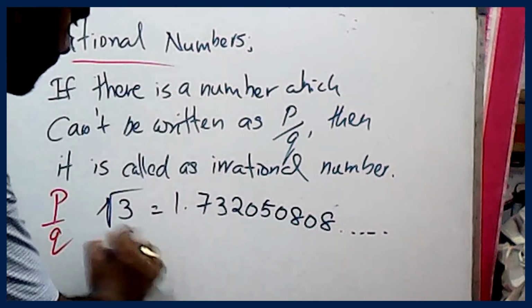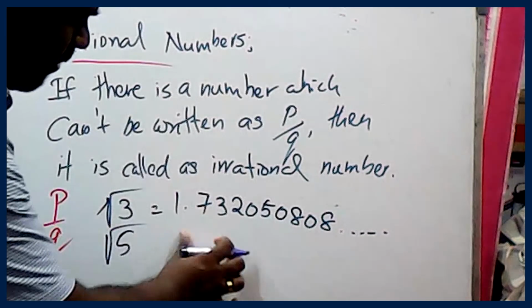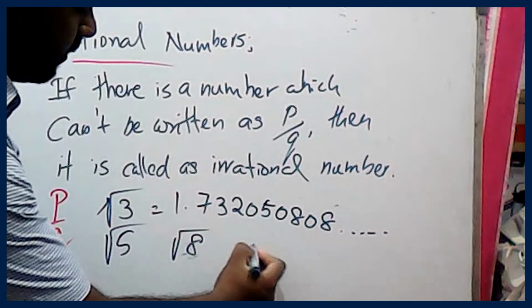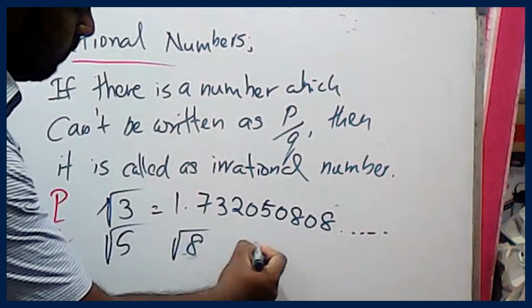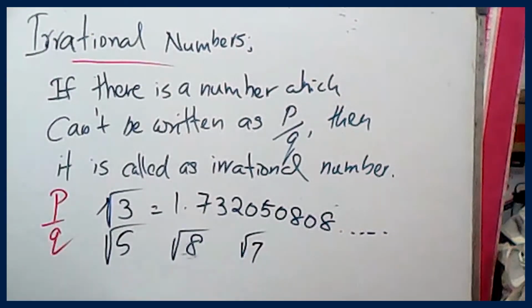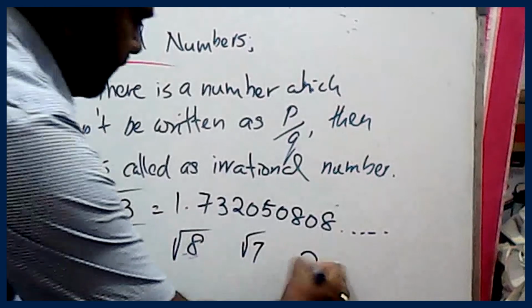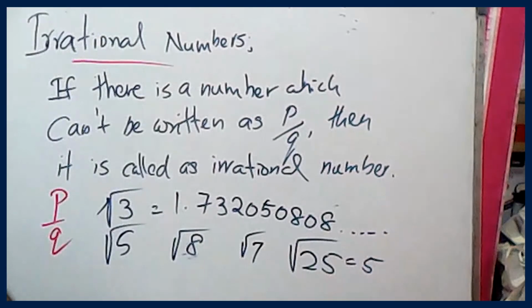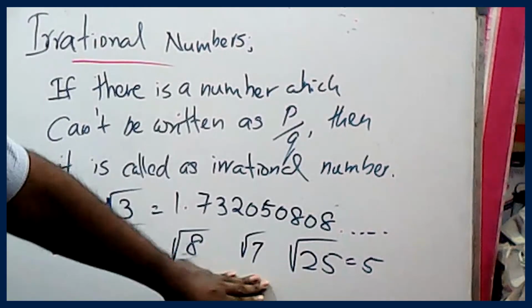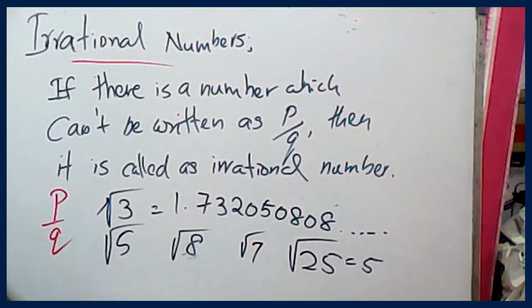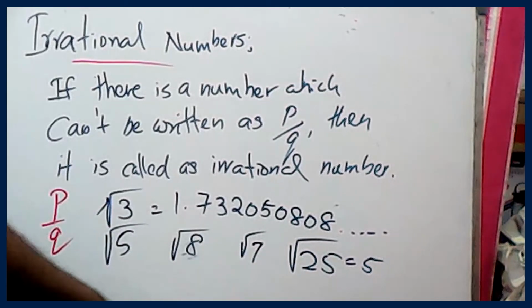Square root of 3, square root of 5, square root of 8, square root of 7. For example, square root of 25 is equal to 5, okay? But square root of 7 you can't write like this. So these numbers we call irrational numbers.